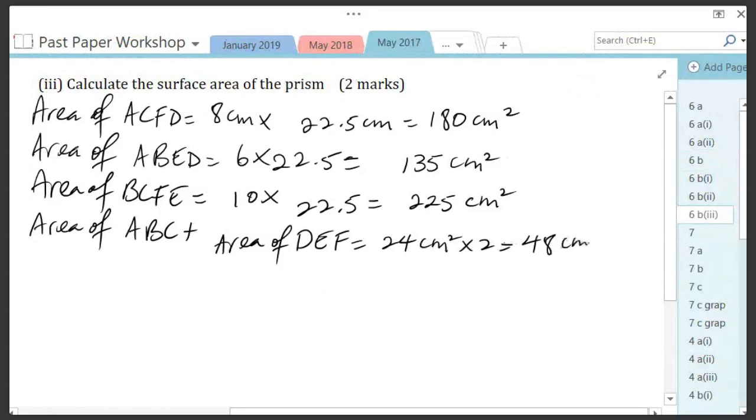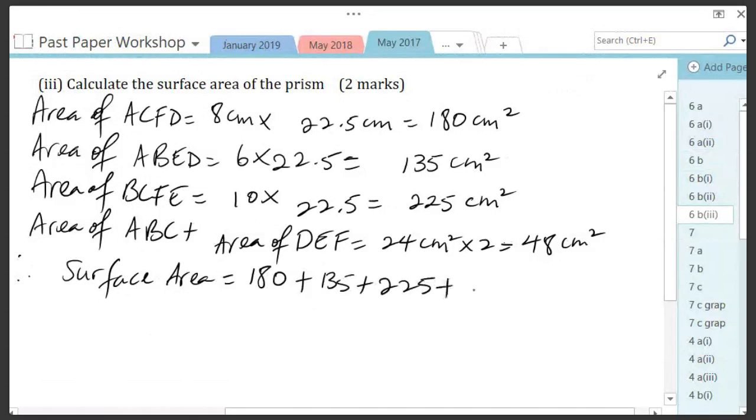centimeters squared. So therefore, the surface area is equal to, you're going to add up all these values, 180 plus 135 plus 225 plus 48, and you're going to get here 588 cm squared.